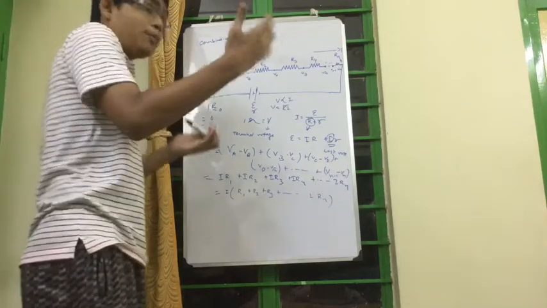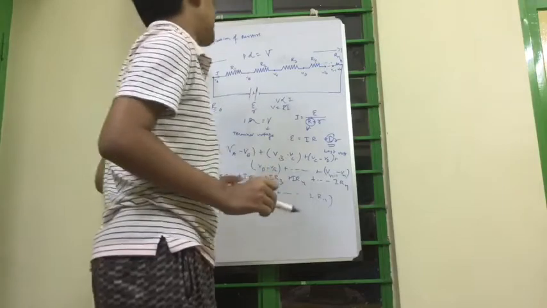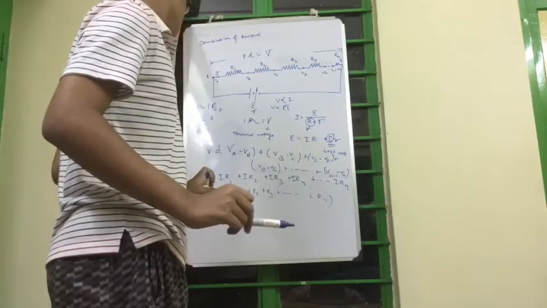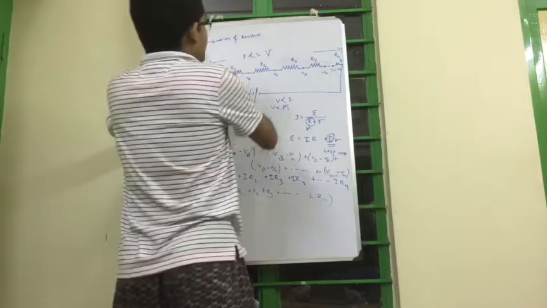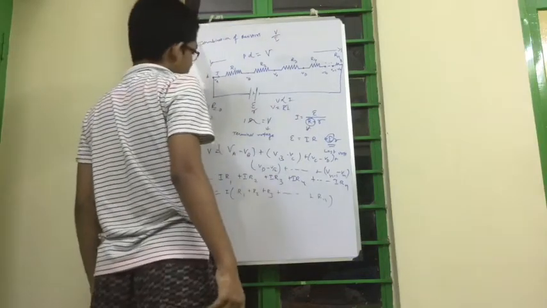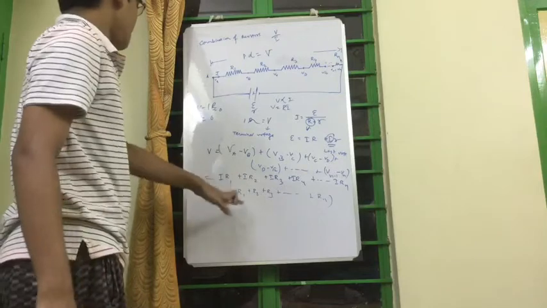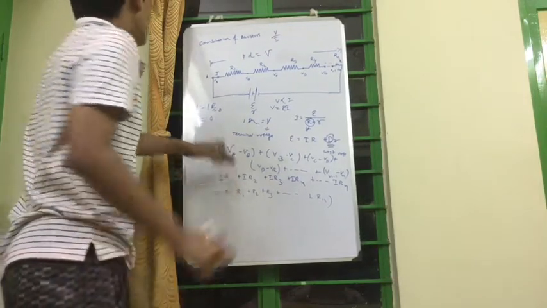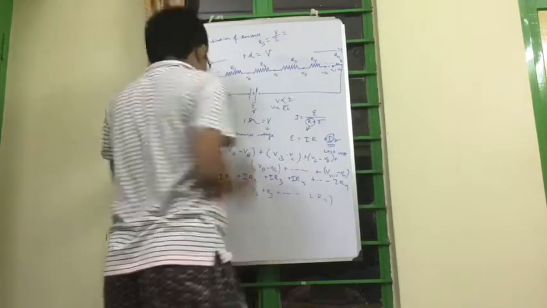But what is our objective? What is our primary goal? Our goal is to find the total resistance, the equivalent resistance. And the equivalent resistance will be the total voltage V divided by I. You know that the equivalent resistance, represented by RS, equals V by I.